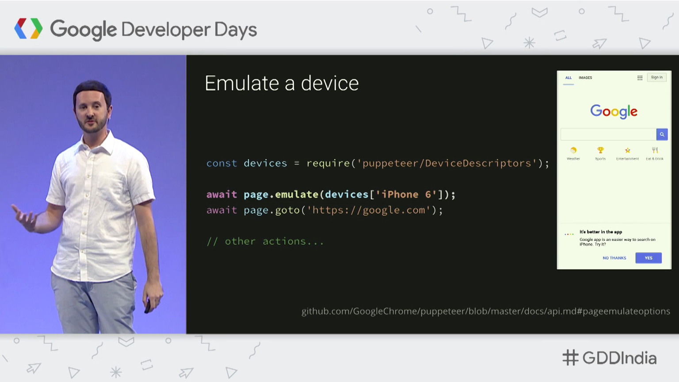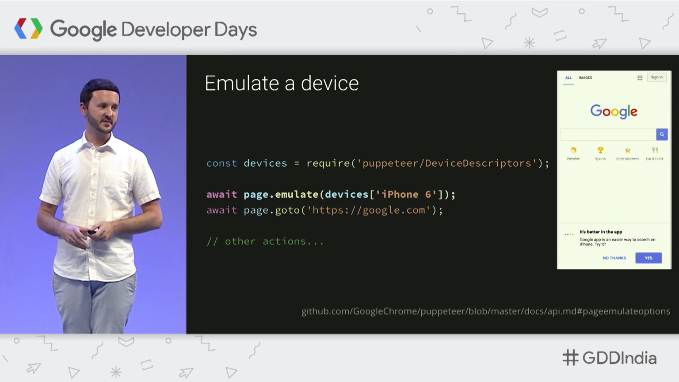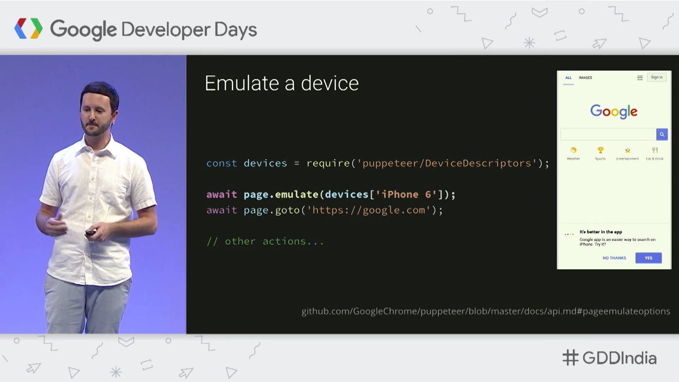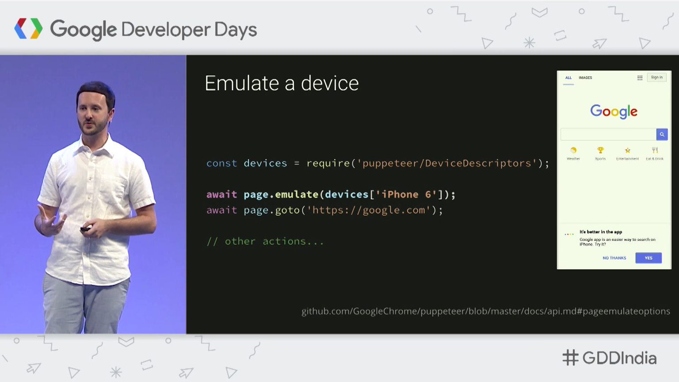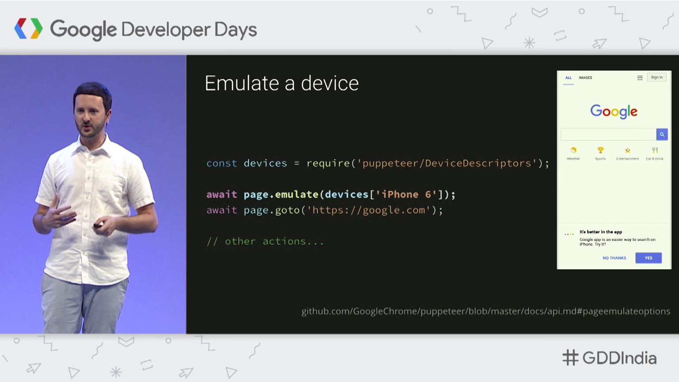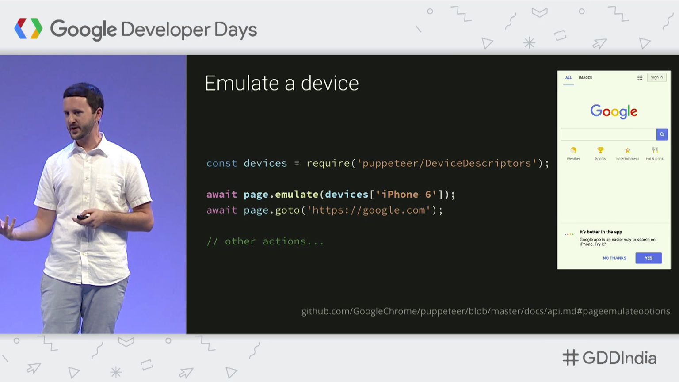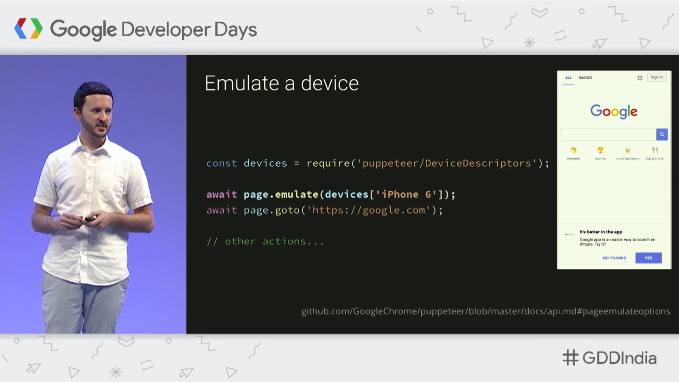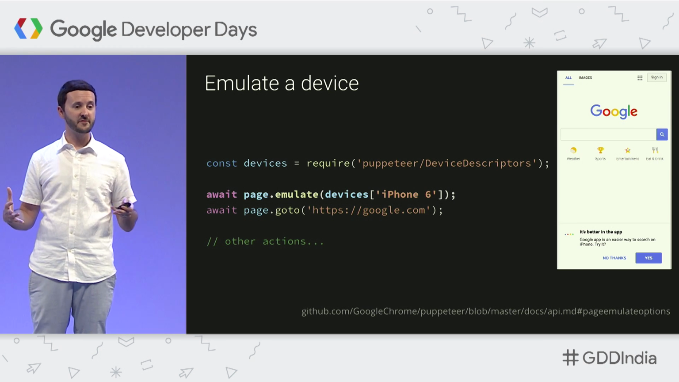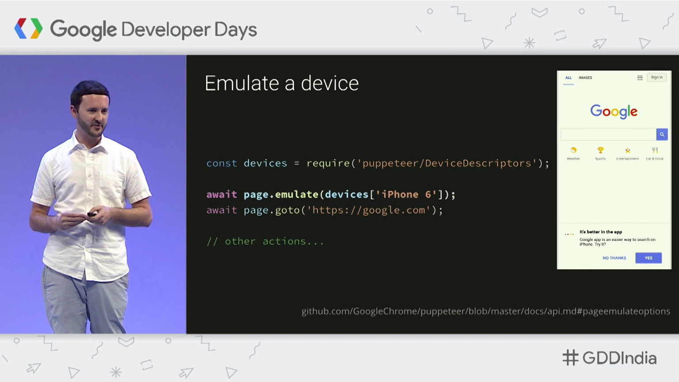Another thing we can do is emulate a device. Maybe you want to test the responsiveness of your application. This example uses some of the built-in predefined device descriptors we have, so you don't have to worry about knowing the viewport settings of different devices or the display pixel ratios or anything like that. Just require Puppeteer device descriptors. In this example, I'm just emulating an iPhone 6 device and then navigating to google.com.